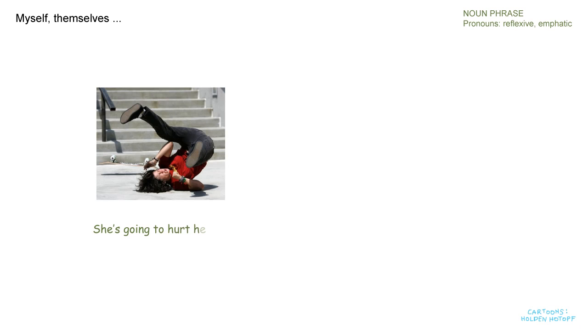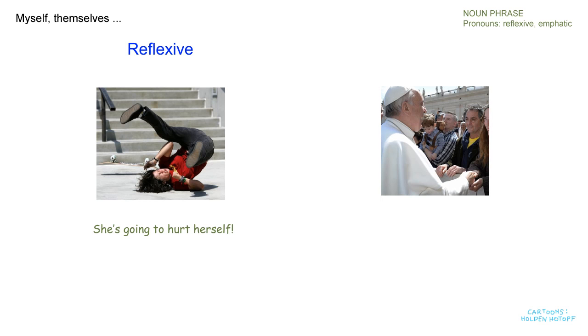Okay, let's get going. We use these words in two main ways. First of all, like this. She's going to hurt herself. That's reflexive. She's doing it to herself. But don't worry if she didn't hurt herself. Then we use it like this. Did you actually speak to the Pope himself? That's emphatic. He's asking, was it really the Pope?